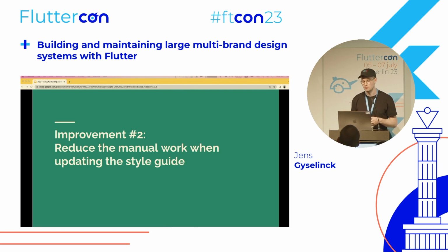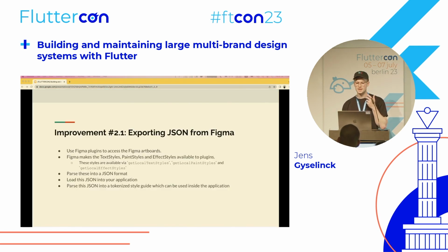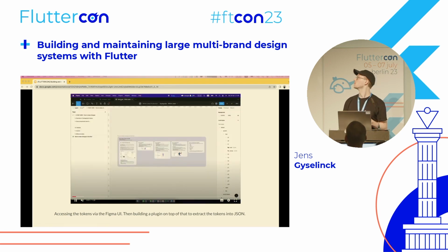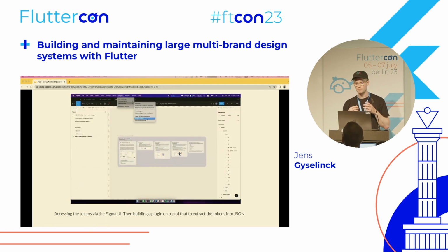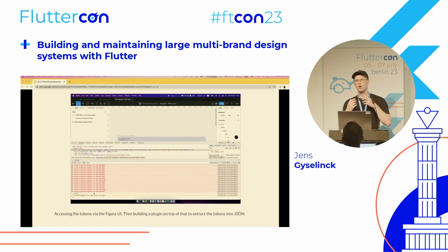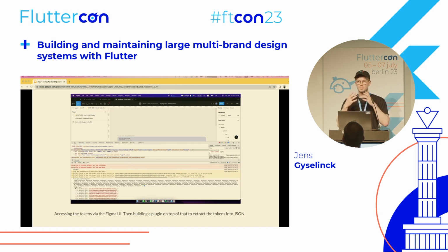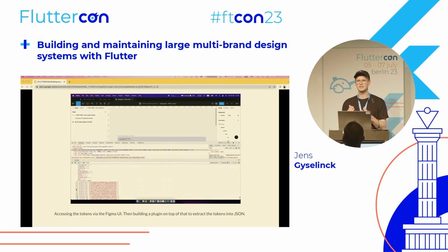Second one, reducing the manual work when you're updating the style guide. And this is a big one, so I split it into multiple points. Because the first one is that Figma allows you to build plugins. Yes, it's running. And Figma plugins, they can actually access almost anything that is on your Figma artboard. So you can get your local text styles, you can get your local paint styles, you can get your effect styles. And if you can parse these objects, because they're just plain JavaScript objects that you get back in a list, that means that you can parse them as JSON.